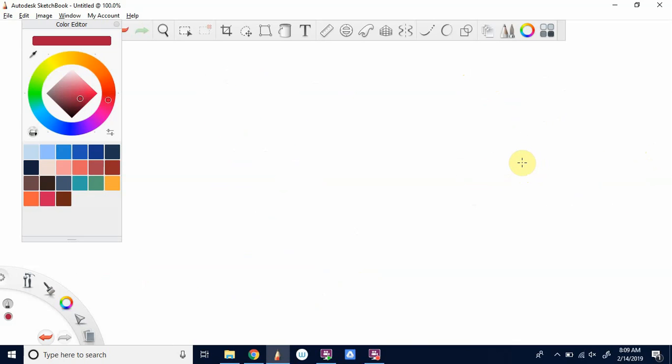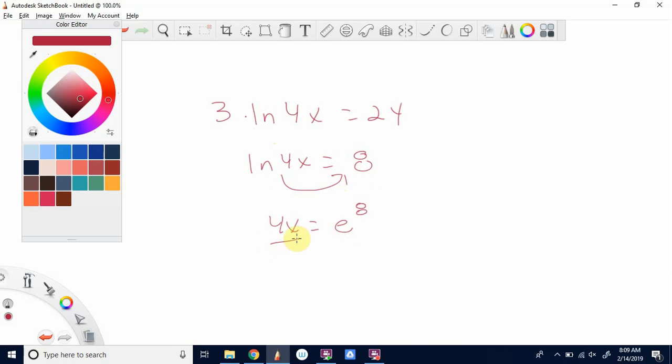Let's look at example 5. They want us to solve each equation and inequality. Same rules apply as if we had regular logarithms. Okay, so I'm going to divide by 3. So natural log of 4x equals 8, correct? Then I'm going to change this to exponential form. 4x equals e to the 8 because e's a number. And then divide by 4 and divide by 4.